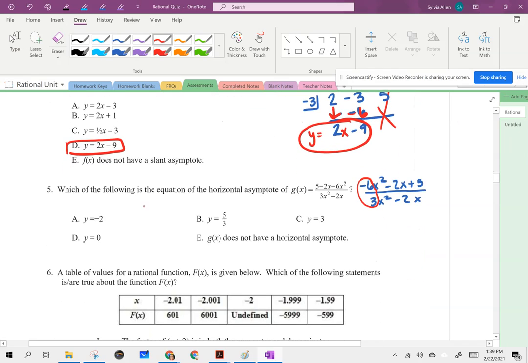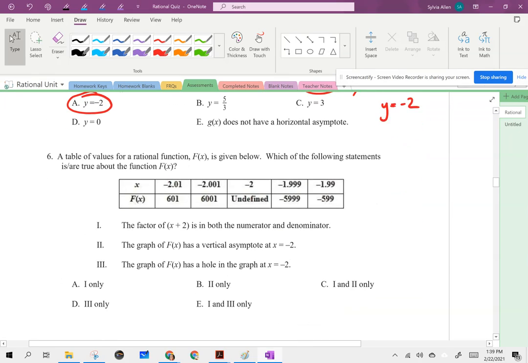Number 5, it says, which of the following is the equation of the horizontal asymptote? So the first thing you need to do is rewrite it in standard form, then identify the ratio of the leading coefficients. So it's y equals -2.